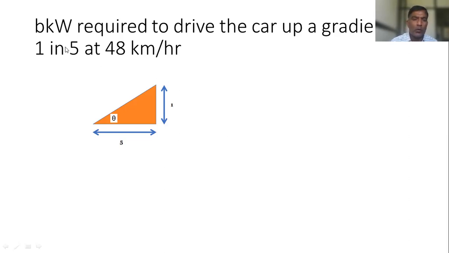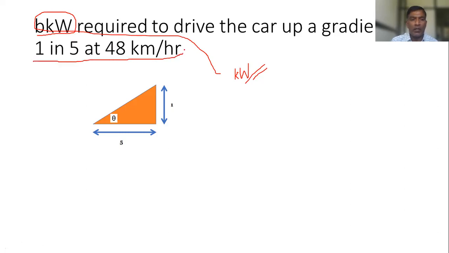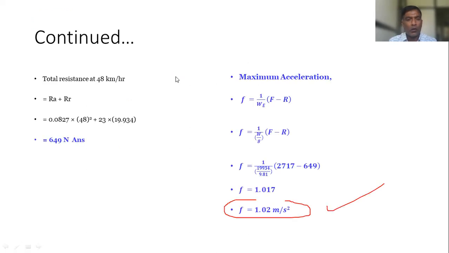So we need to find out this power in kilowatt, and additionally they have given there is some gradient. So just, we can see this is the total resistance at 48 kilometers per hour. Sachin, am I audible? Yes, sir.